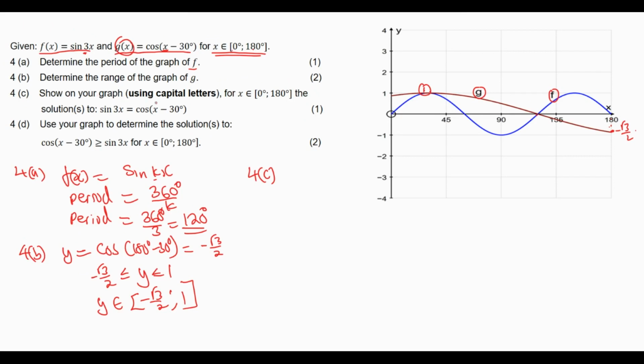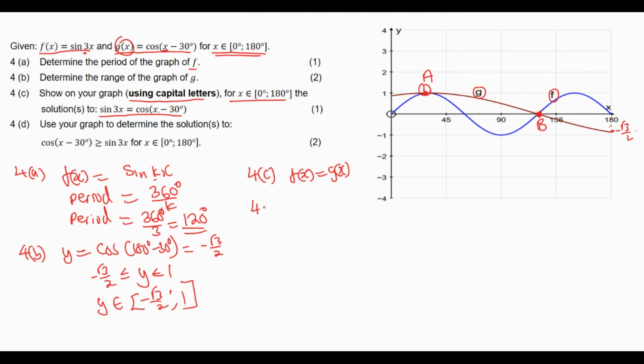For C, show on your graph, using the capital letters for this domain, the solutions for sine 3x is equal to cos of x minus 30. This actually means that we want the points where f of x is equal to g of x. And then these are the points of intersection where the two graphs are equal. This is the point here, and this is the point there. So we can use the capital letters, say A, and then also we can use B there.